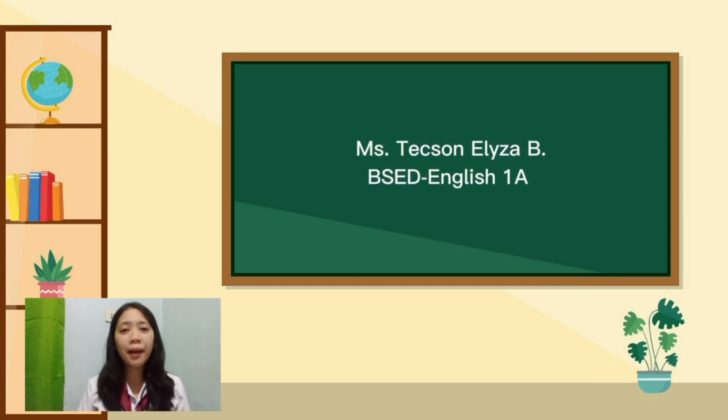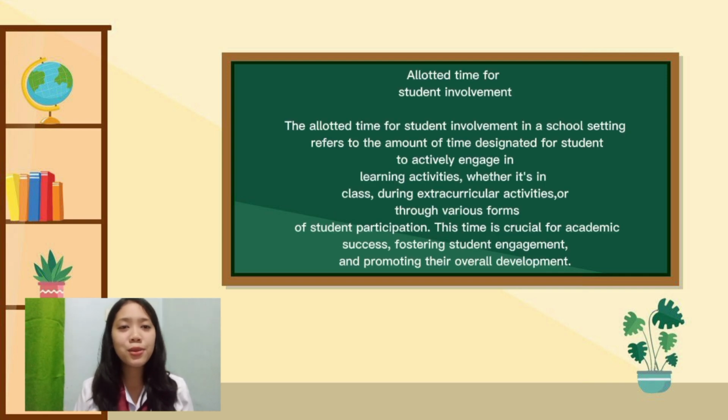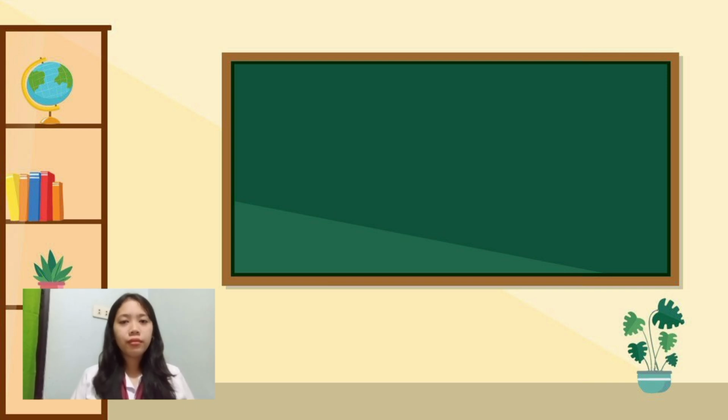Now we will talk about the allotted time for the students' involvement. In a school setting, it refers to the amount of time designated for the students to actively engage in the learning activities, whether in class, during extracurricular activities, or through various forms of students' participation. This time is crucial for academic success, fostering students' engagement and promoting their overall development.